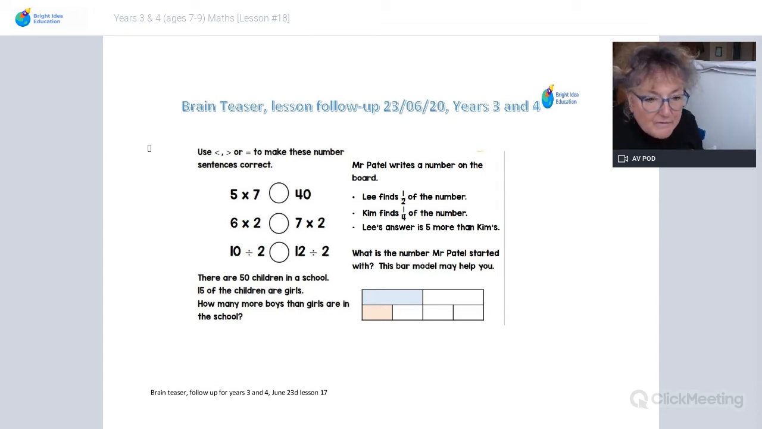there are 50 children in a school. 15 of the children are girls. So 50, 15. How many more boys than girls? Two-part question. How many more boys than girls? Did I see anybody answer that? So 50 children, 15 are girls. That's correct, isn't it? Yeah. So that means that 35 are boys. So 15 are girls, 35 are boys. 35 take away 15 equals 20. 20 more boys than girls.